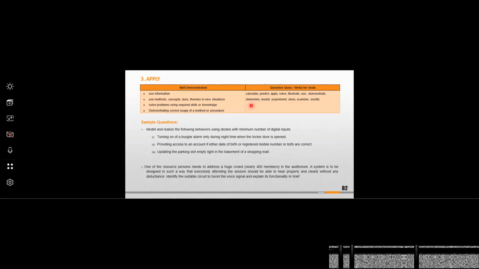These are the sample questions you can see, like model and realize. Go to the next slide, please. See, generally when it comes to apply, most of the problems will come into this, because the data is given to them. That data has to be applied in a particular formula to get the respective outcome. That's why most of the sample questions are problem questions.